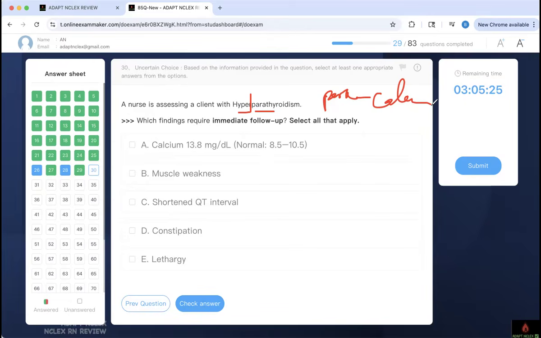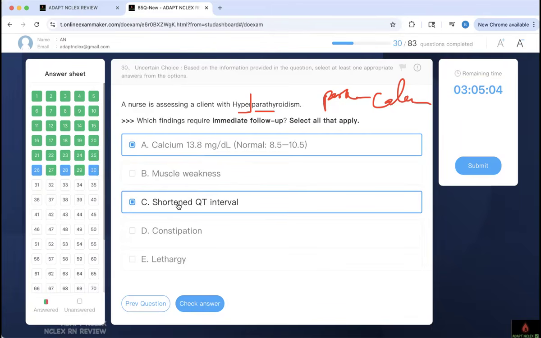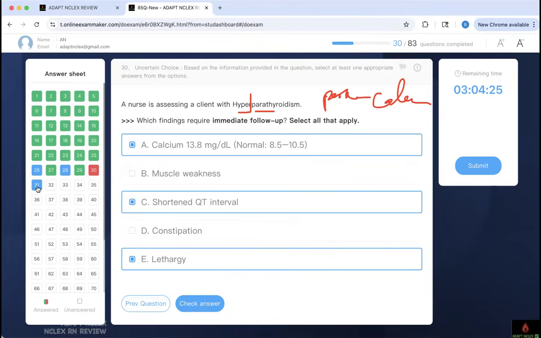What do you think? Hyperparathyroidism, calcium is high, but this is too high. 13.8, we've got to figure out something is going on with the patient. It's too high. Muscle weakness, sure. Expected finding. Short QT is too much. You're going to get a cardiac manifestation of the problem. Constipation, expected finding. And lethargy, what do you think? Bad problem. That one, we've got to intervene.